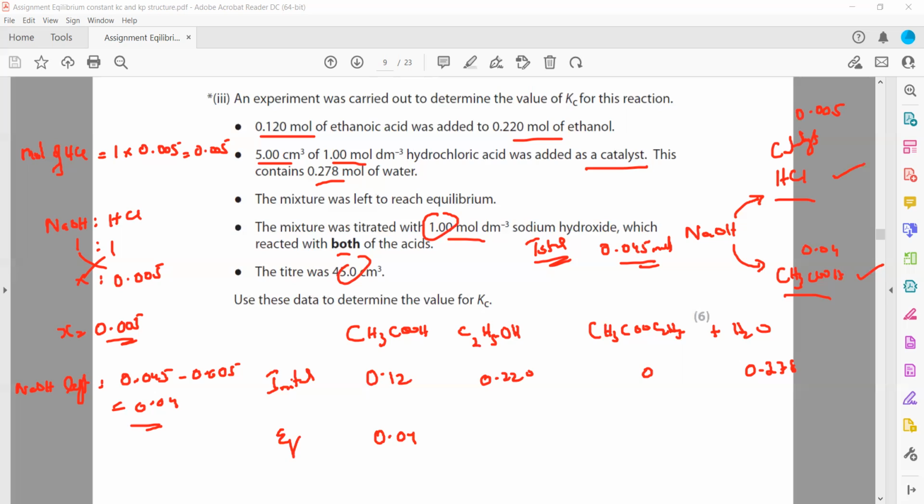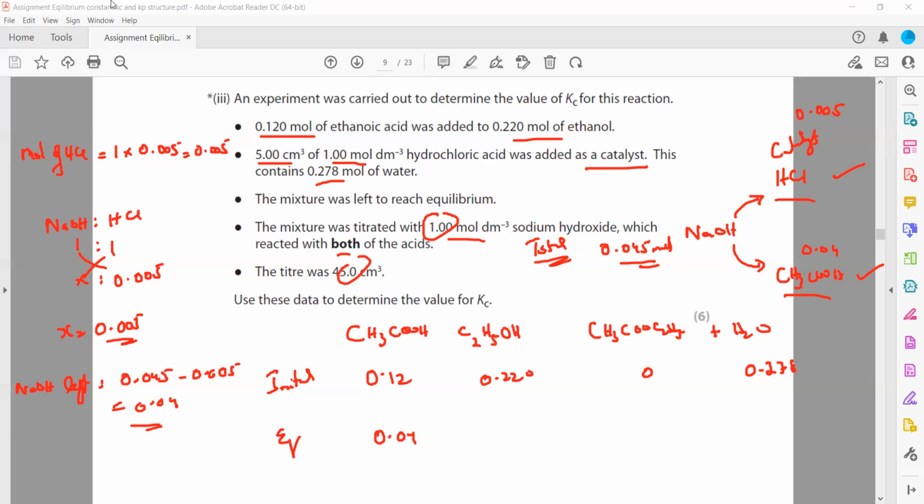Now, after getting the moles at equilibrium, we'll try to complete the table. Now, what is the ratio between ethanoic acid and ethanol? The ratio is 1:1. So how many moles of ethanoic acid reacted? So how to know how many moles are reacted? Like originally it was 0.12 and now it is 0.04. So it's 0.12 minus 0.04 will give us how many moles reacted. So 0.08 reacted. And the ratio between them is 1:1.